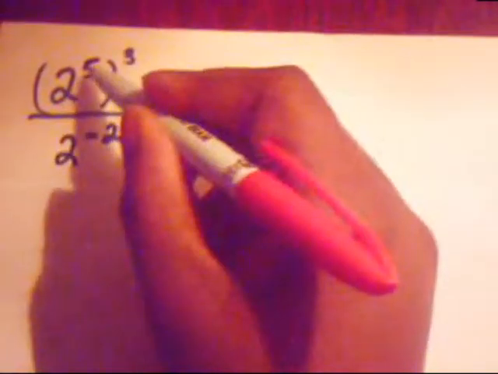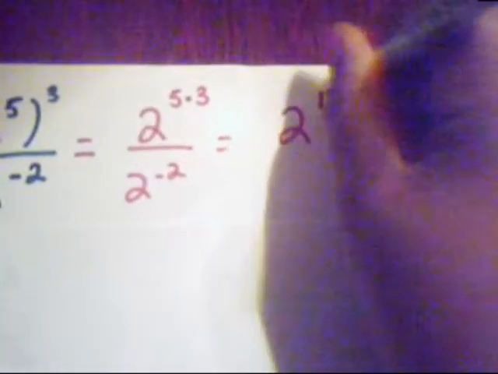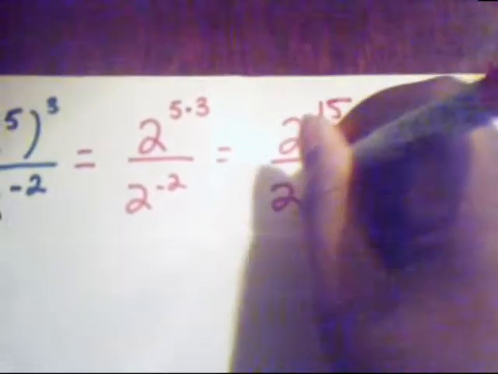Okay, so guys, right here, 2 to the 5th to the 3rd divided by 2 to the negative 2nd. First thing I want to do is take care of my exponents. This is power of a power. You see that 5 is being raised to the 3rd power. So what I need to do is take 2 to the 5th and multiply it times 3. And that'll give me 2 to the 15th over 2 to the negative 2nd.